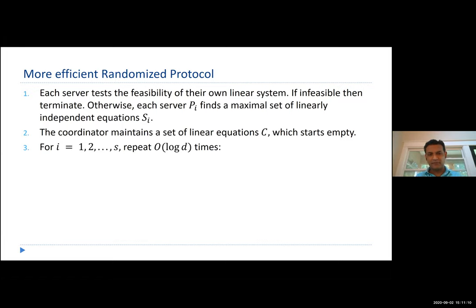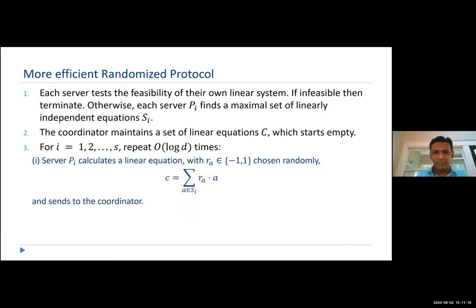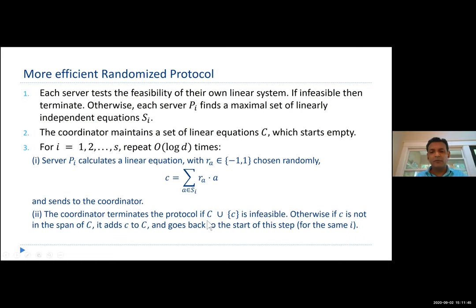Now we're going to go through the servers one by one, as before. But server one, let's say, will do the following log d times, only log d times. It calculates a random linear combination of the equations in its subset, of the linearly independent equations in its subset, where by random linear combination, I just mean that each equation is included with a weight that's either minus one or one, probability half. That gives you one equation. So you do this to the left-hand side and the right-hand side of the equation, and you send it to the coordinator.